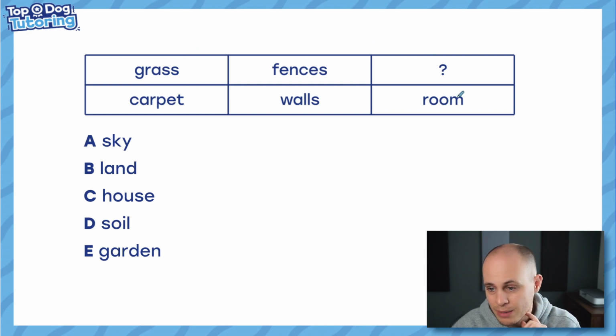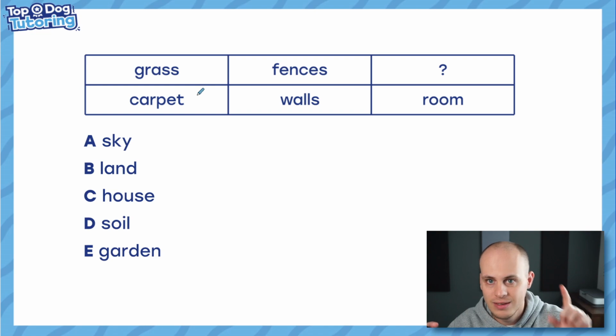Because actually, if we look at the complete row at the bottom, carpet and walls and room. Room is kind of like the completed thing. And inside a room, two main things you're going to find on the floor and to your sides. You can have a carpet on the floor and walls to the sides. That makes a room. I've got it now. So if you've got grass on the floor and fences to the side, where are we? Are we in the sky?